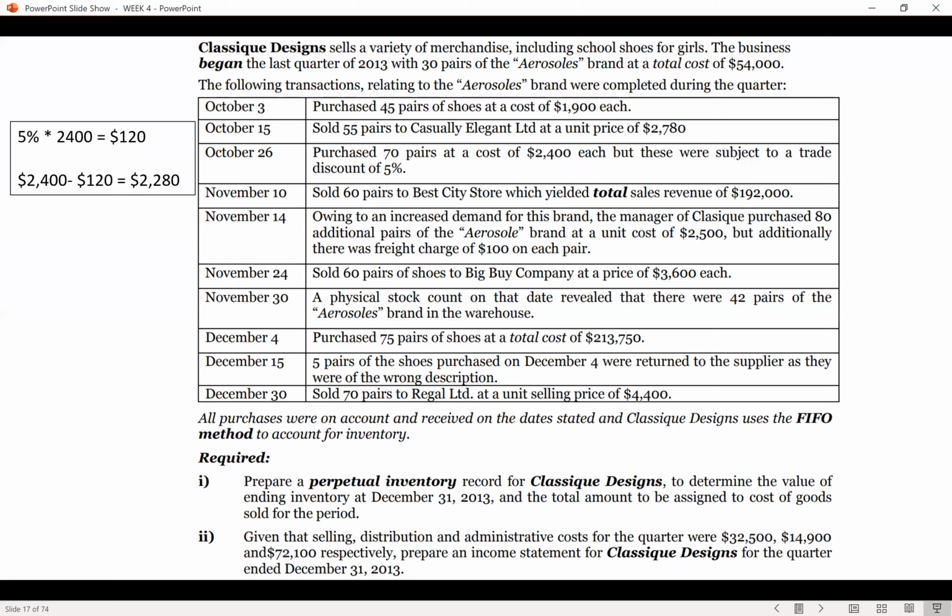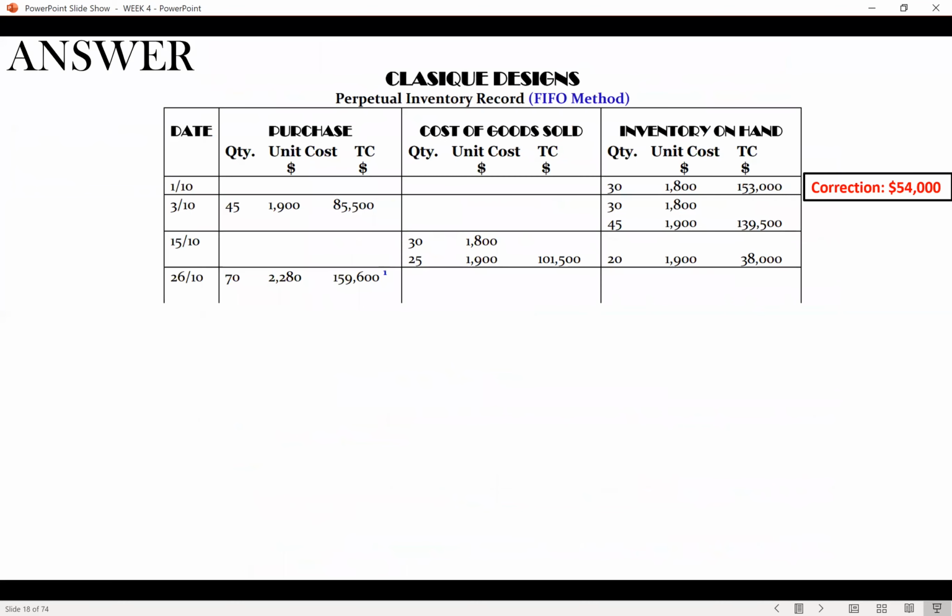Another way to do it is simply to find 95% of the 2,400. My math brain would understand that. But we found the discount and we found the new price that we have now purchased these 70 pairs of shoes for. So under our purchases column, we're going to have 70 pairs at 2,280. Multiplying that, we get our total cost, 159,800. The usual, we need to update our inventory on hand and to find the total cost.